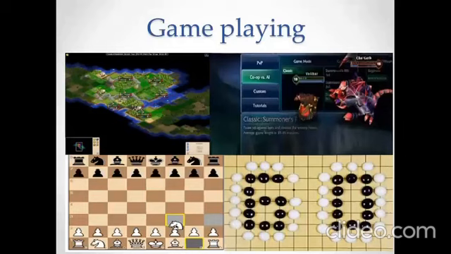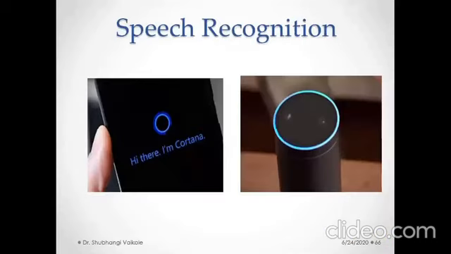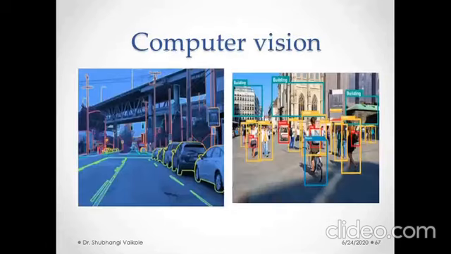IBM's Deep Blue Chess is one of the examples of AI game playing. You can play various games using artificial intelligence. The next one is speech recognition. You are able to recognize whether the speech is coming from person X or person Y, or the machine is able to recognize the speech given by humans, and based on that speech the machine reacts.